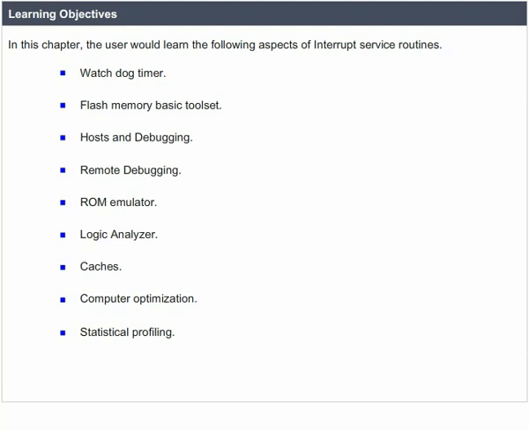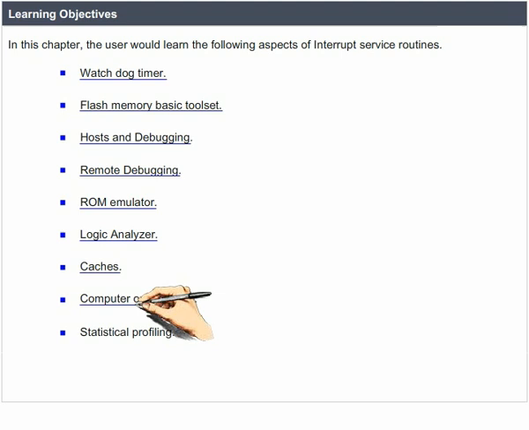Learning objectives. In this chapter, the user will learn the following aspects of interrupt service routines: watchdog timer, flash memory, basic toolset, hosts and debugging, remote debugging, ROM emulator, logic analyzer, caches, computer optimization, statistical profiling.